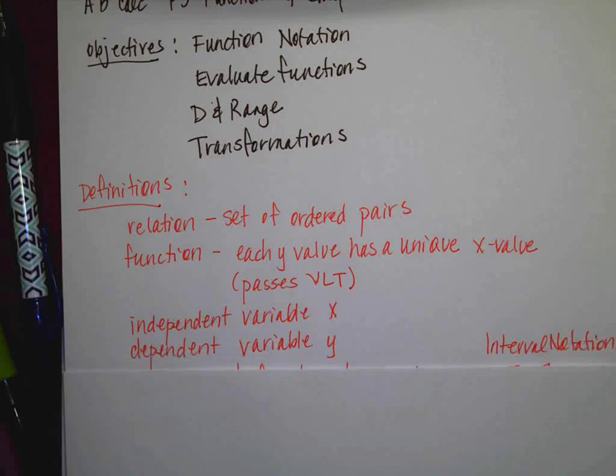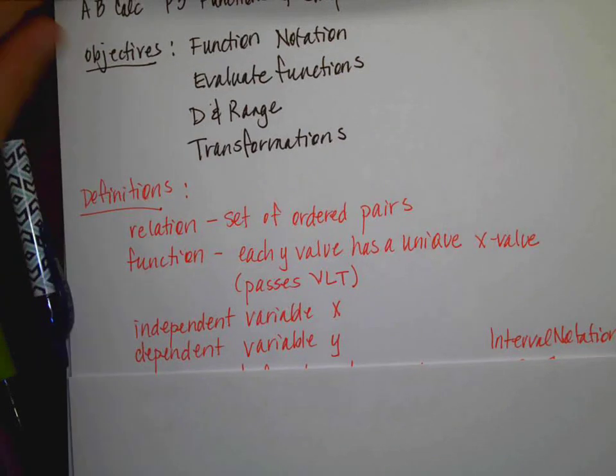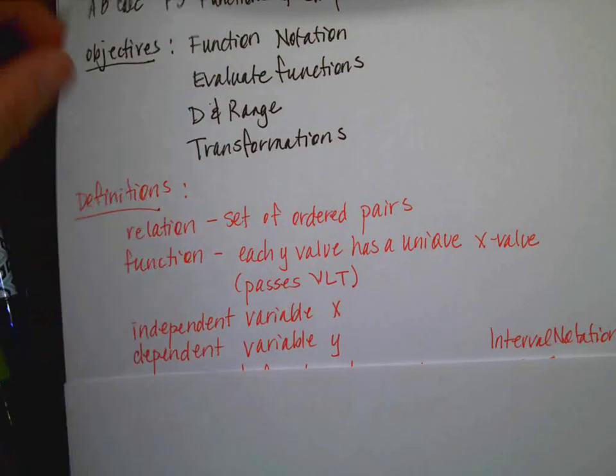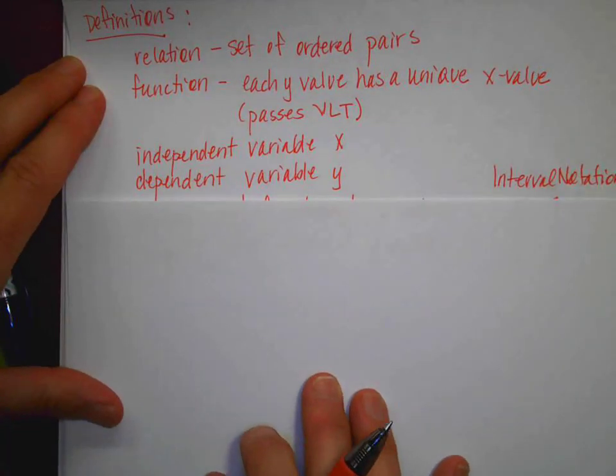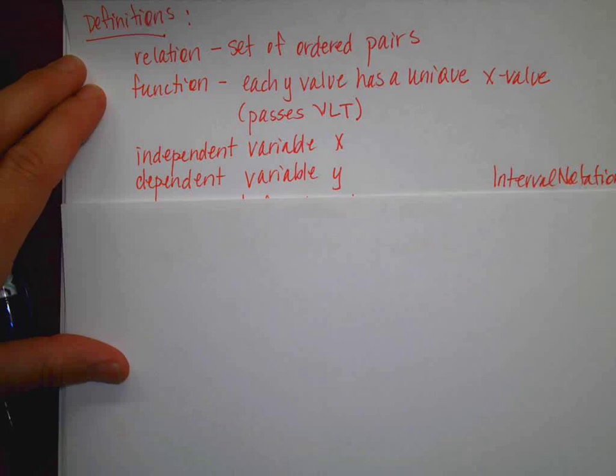All right, the independent variable is always x. Remember that an independent variable means that you can't change it. The classic example is time. The dependent variable is y. That means that the outcome of y depends on what happens with x.